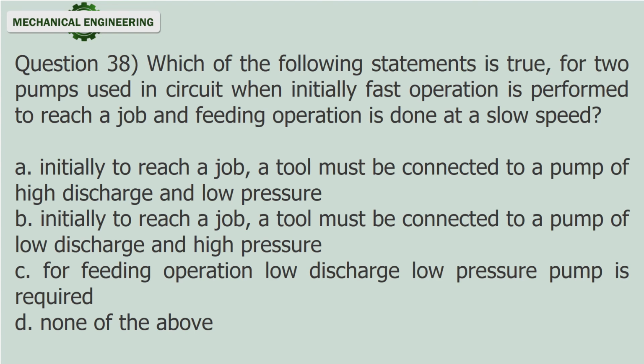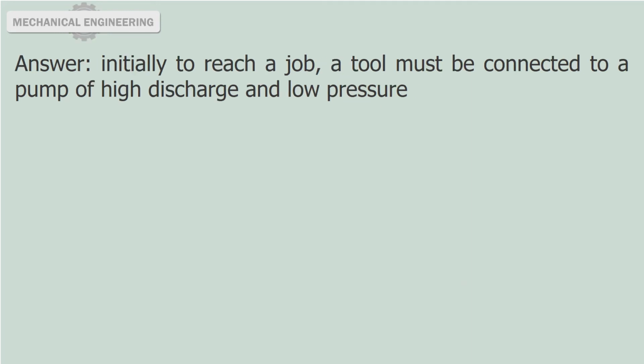Question 38. Which of the following statements is true, for two pumps used in circuit when initially fast operation is performed to reach a job and feeding operation is done at a slow speed? A. Initially to reach a job, a tool must be connected to a pump of high discharge and low pressure. B. Initially to reach a job, a tool must be connected to a pump of low discharge and high pressure. C. For feeding operation, low discharge low pressure pump is required. D. None of the above. Answer: initially to reach a job, a tool must be connected to a pump of high discharge and low pressure.